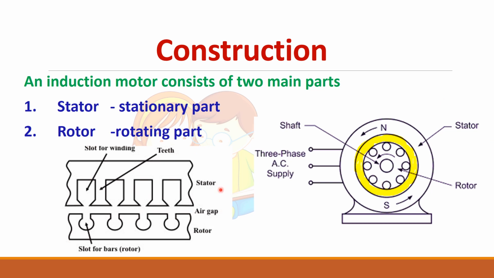So this is stator and this is the rotor. In between stator and rotor you have air gap which is represented by this yellow color here. So there is an air gap between the stator and rotor which plays a major role in induction motor.